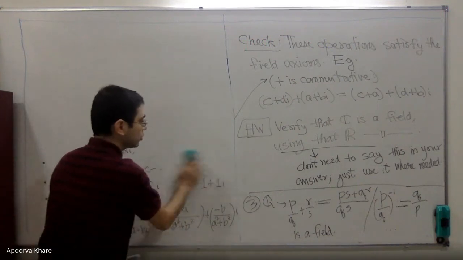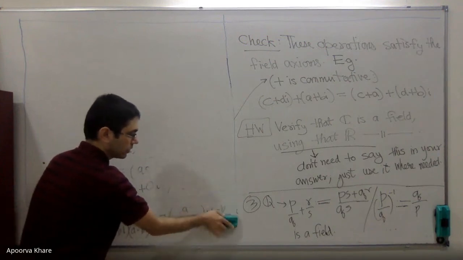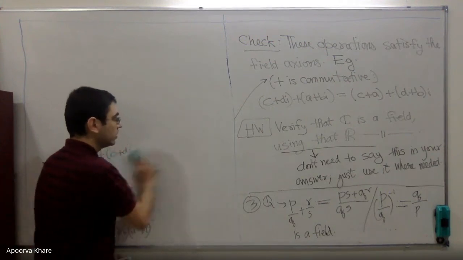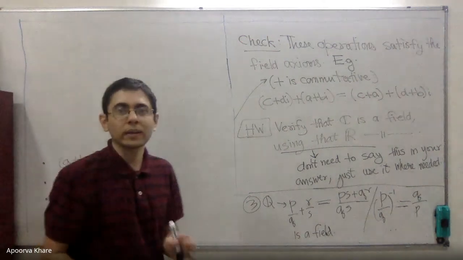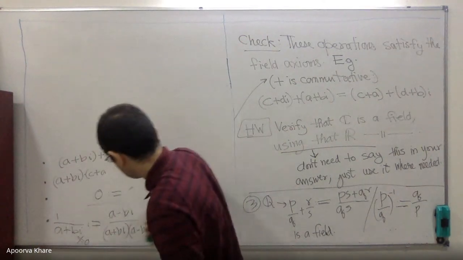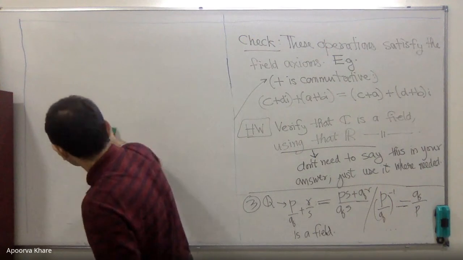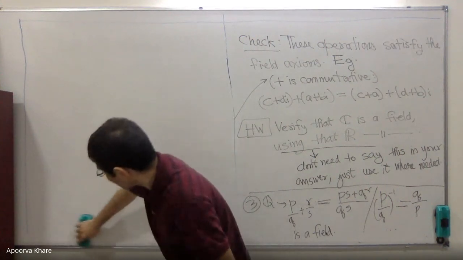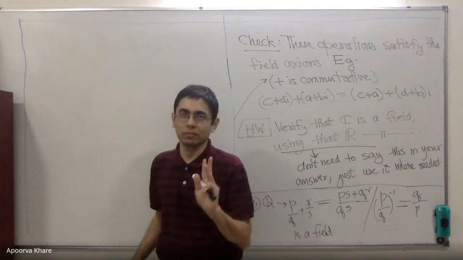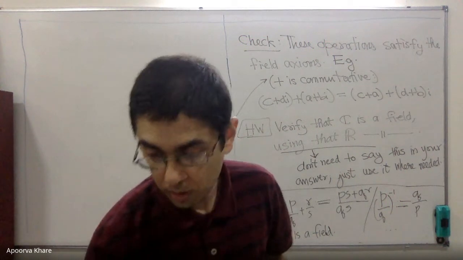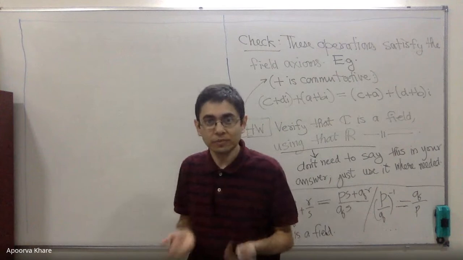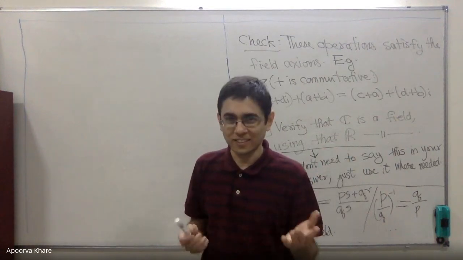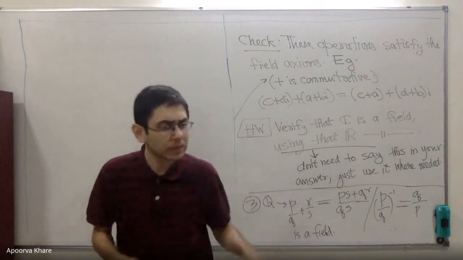So remember that I told you that in any field, 0 and 1 are distinct elements, right? So that means that every single field has to have at least two elements, 0 and 1. So can there be a field with exactly two elements, the smallest possible number? The answer is yes, and that is our final example for today.